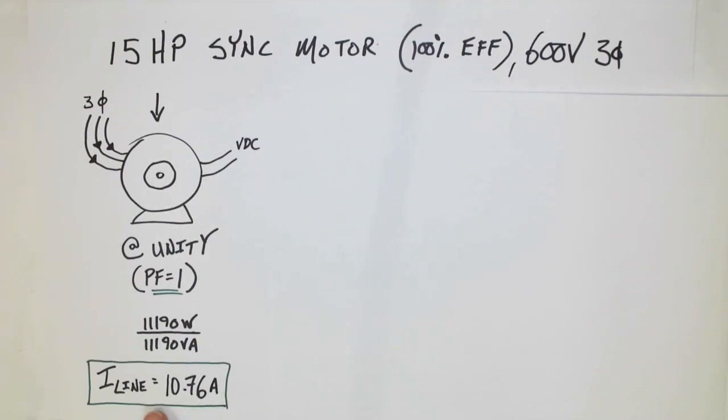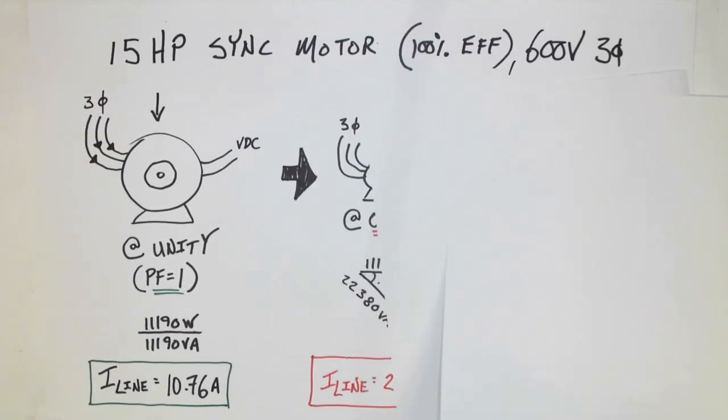Now, in order for me to work out the current value for this particular motor, I line would be equal to, well, we take our VA and we would divide it by the line voltage times √3. So a synchronous motor operating at unity will have the lowest possible line current traveling to it or from it, however you want to consider it, as compared to either of the next two situations.